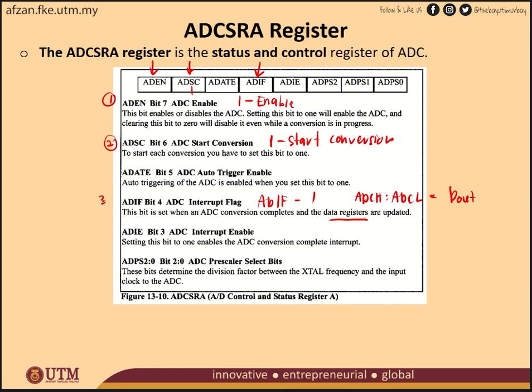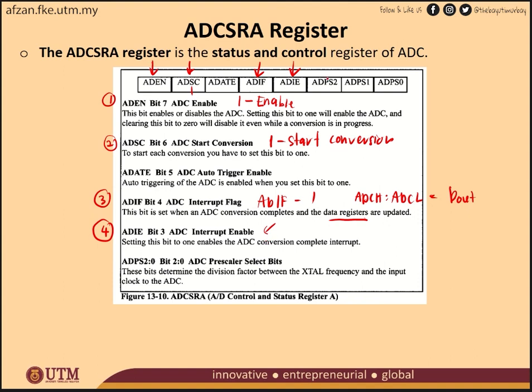Okay, next is ADIE. This one is also important, you need to know it. This is the interrupt enable, because for the ADC we are going to use interrupts. It is one type of interrupt. So in order to use the ADC interrupt, you are going to enable this ADIE, because your ADC is actually one of the interrupt processes.